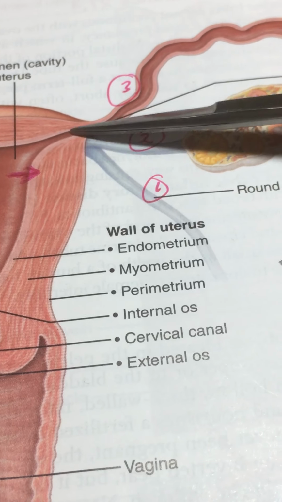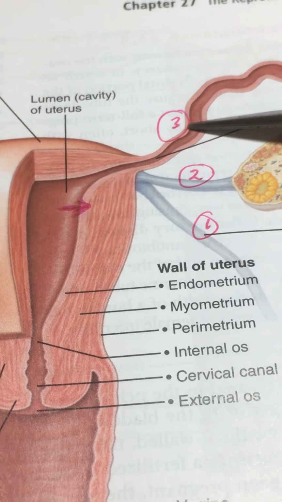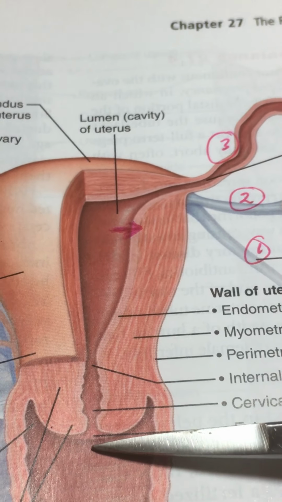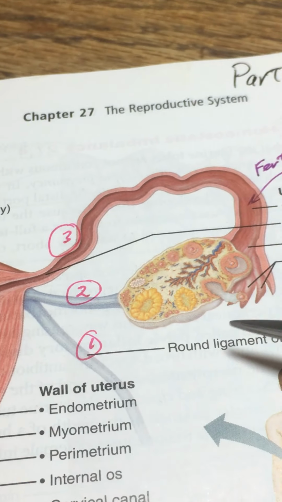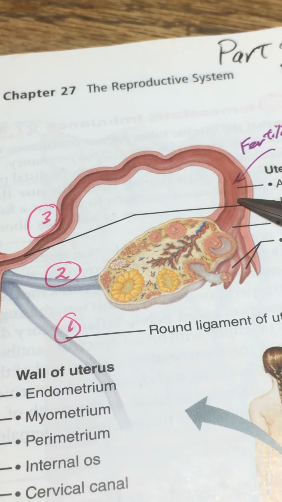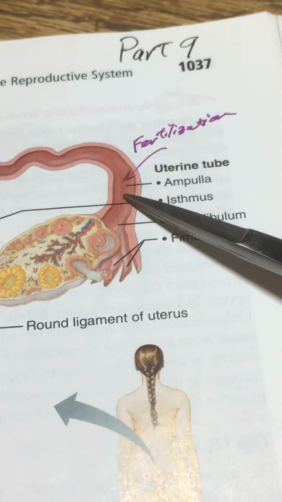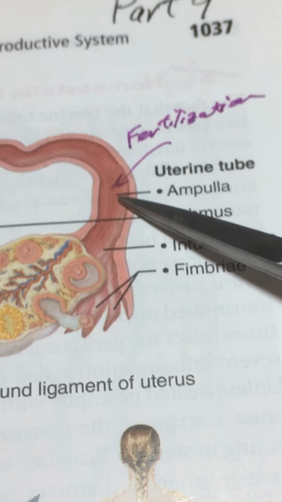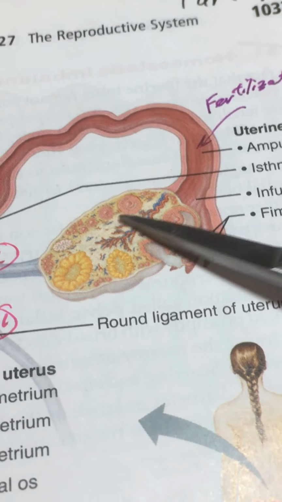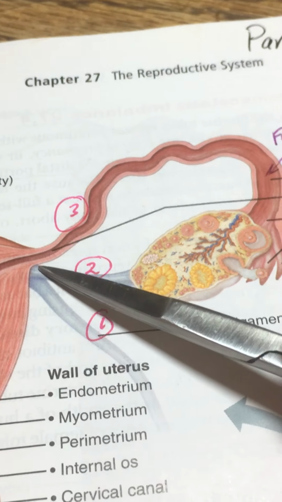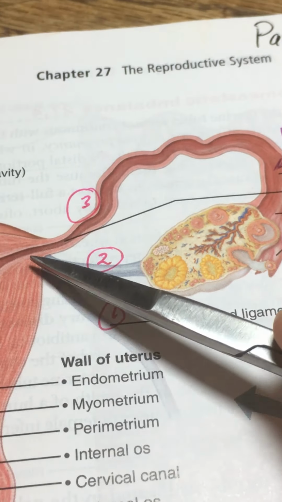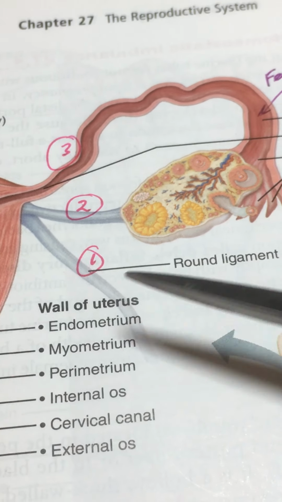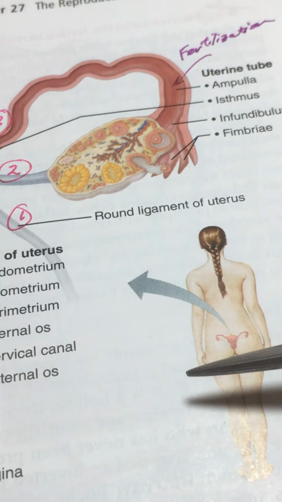I mentioned to you before that there are three structures in each corner here. So assuming that the egg is going to be coming down this way, this is the place of fertilization. I've made that note here, place of fertilization of the egg. Here is the ovary. Let's take a look here. We have an oviduct. We have an ovarian ligament. We have a round ligament. There's a 1, 2, 3 there.